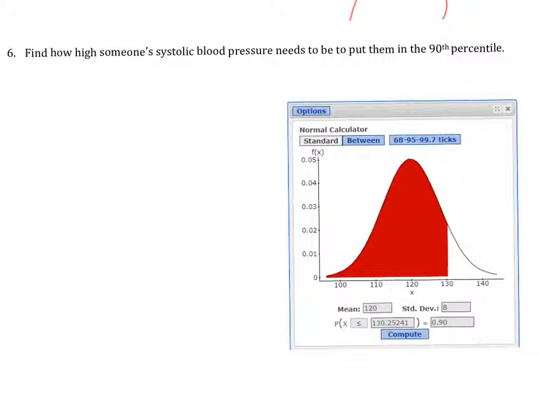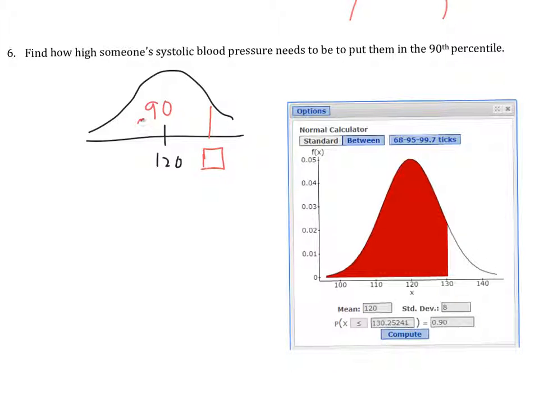We've got blood pressure rates that have a mean of 120. And again, we could mark some standard deviations if we wanted to. But to be in the 90th percentile means your blood pressure, that's what we want to find, that box, is such that 90% of the people have blood pressure rates lower than yours. So this is what I like to call a backwards problem. I'm giving you the shaded area under the normal curve, and you need to find the corresponding blood pressure number.